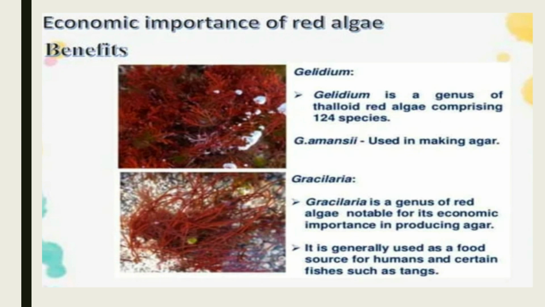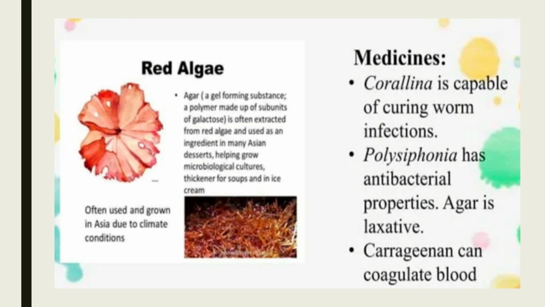Coming to our topic of discussion, the economic importance. Red algae are widely used in many industries, and some of the genera and species used in different industries are as follows. Gelidium is a genus used in making agar. Gracilariaceae are also used in the production of agar, which is used in the food industry as a thickening or solidifying agent. The main products of these red algae are agar, carrageenan, and nori.